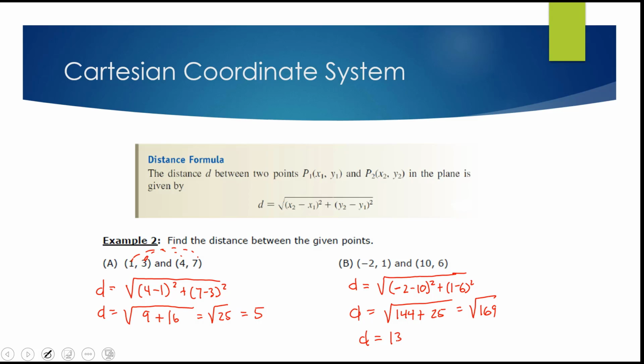Now keep in mind, you're not always guaranteed to have whole numbers or integers for these. Sometimes you will have decimals. Sometimes you will not be square rooting a perfect square. It can happen. So don't get alarmed if you see that in anything that you practice along the way. It certainly can happen and oftentimes does happen.